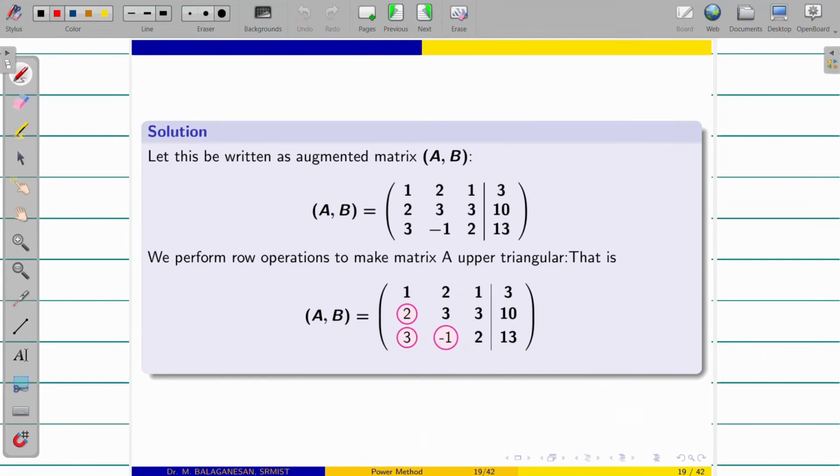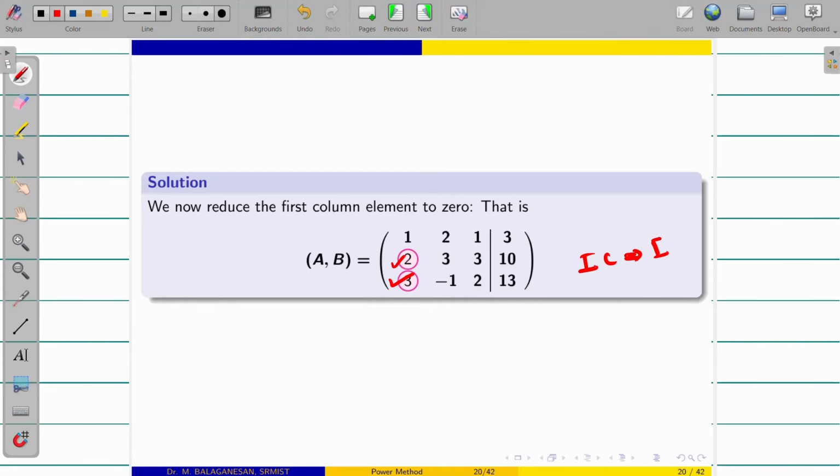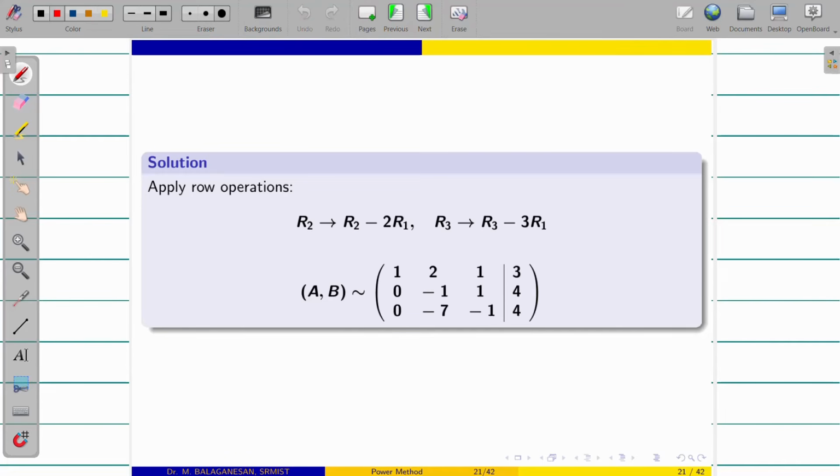Look at that. My aim is to reduce the augmented matrix into an upper triangular one. Now my aim is to reduce the first column element to 0. That I discussed already, this element 2. For that, which one do I need? If you want to replace the first column element, you have to move with the first row. As I told you already, R2 tends to R2 minus 2 into R1. You can write it separately, or here itself. R2 tends to R2 minus 2 into R1.